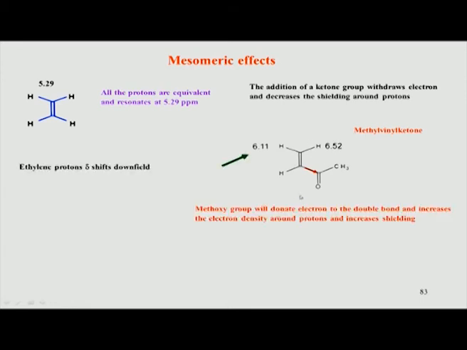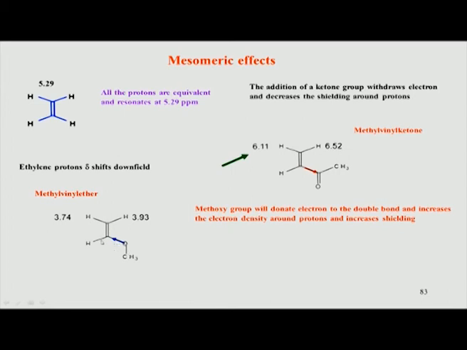You can see another system where you have a methoxy group. A methoxy group is the opposite of a carbonyl group; it actually donates electrons. This is what is shown here. If you look at this methyl vinyl ether, this CH2 actually donates electrons, so the electron density increases all the way towards this side. This carbon now accumulates more electron density around itself compared to the ketone. Here it was a withdrawing effect and here it is an electron donating effect.